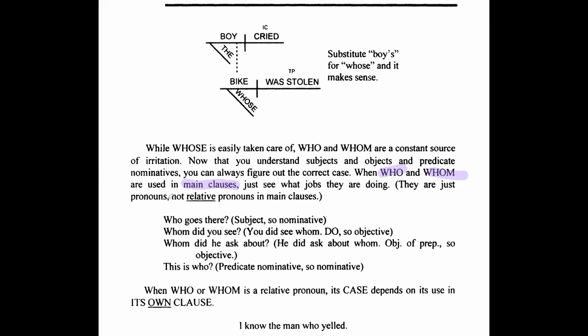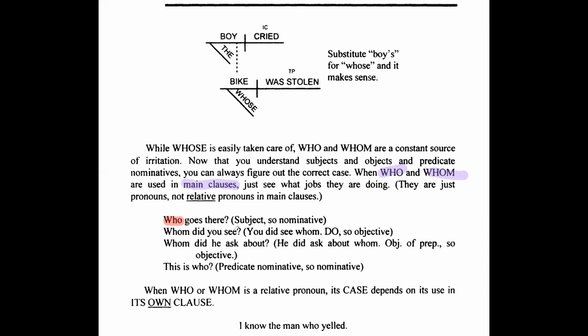Who goes there? Now, who goes there? You don't have to rearrange it. Who is the subject, so it's in the nominative case. Who goes there? The verb is go. There's an adverb. Who is the subject, so that's why it's who. It's in the nominative case, it's a subject. Anything that's a subject or a predicate nominative, that's why we call it a predicate nominative, is in the nominative case.